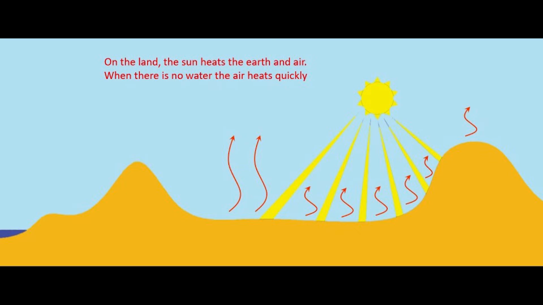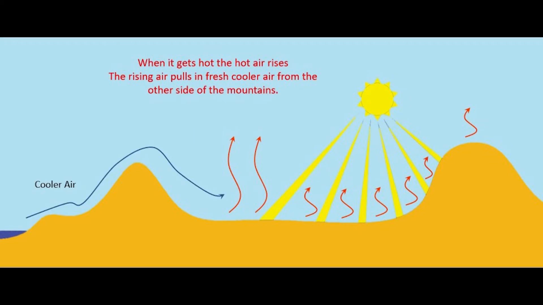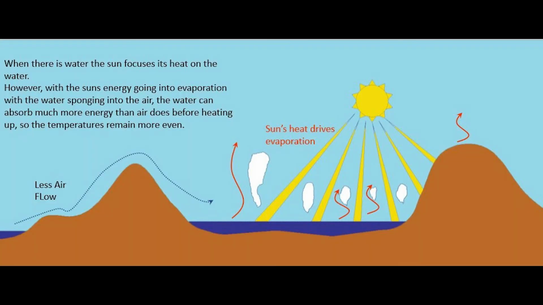If there's no water, the sun heats the earth and the air, and the air heats really quickly. And so as the hot air rises and goes away, the cooler air will come in and try to take its place. And so you can draw cool air from over the oceans or whatever over into these hot valleys.